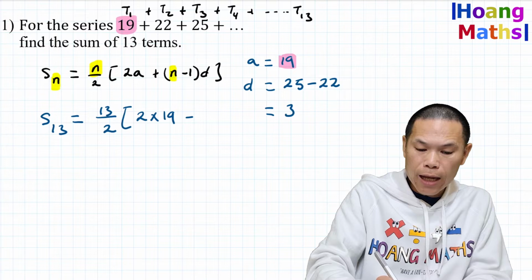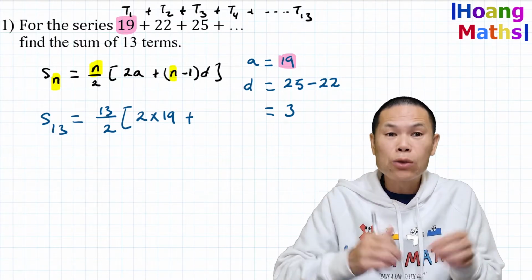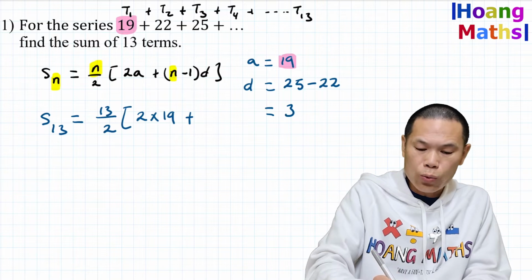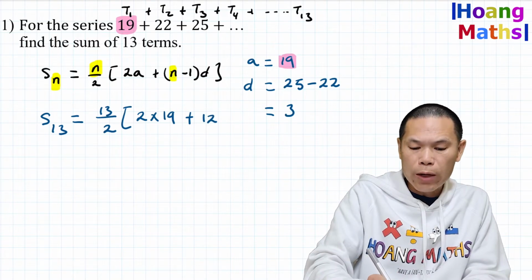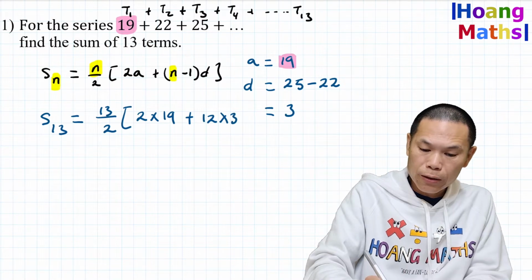And then we add n minus 1. n is 13, so 13 minus 1 is 12. So we just add 12, and we times the common difference, which is 3. So there you go.